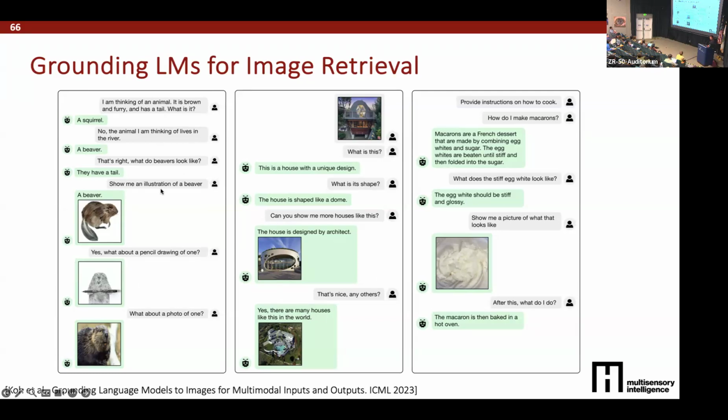And given those contexts, the model can take in that representation and retrieve, using CLIP-like losses, the image of a beaver. You might say, what about a pencil drawing of one? You can generate a pencil drawing. Or what about a photo of one? You can generate a photo. So lots of cool examples. By having this CLIP-like loss on the output, it can enable the model to both generate text and generate images through retrieval.